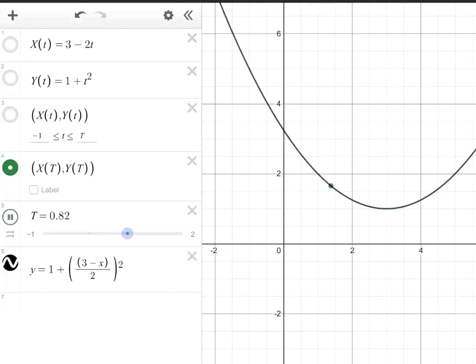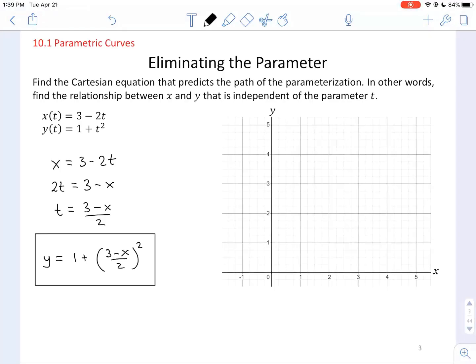Now, in this window of time, of course, we don't draw this entire black parabola. We only draw a portion of it. When time gets there, we only have this much of it. This is referred to as a Cartesian equation.